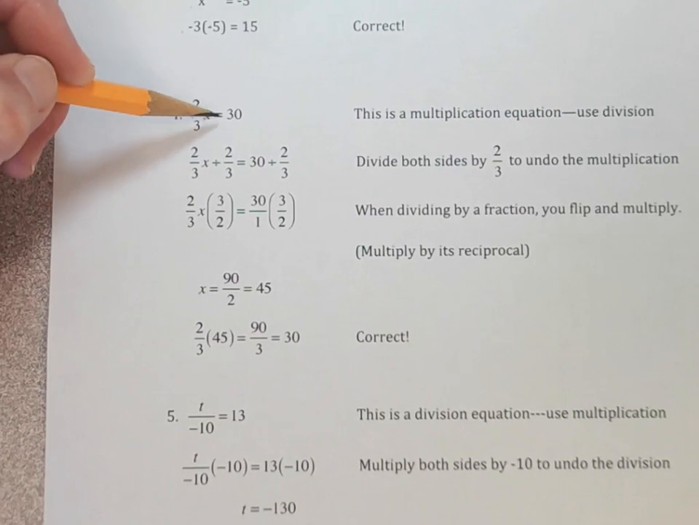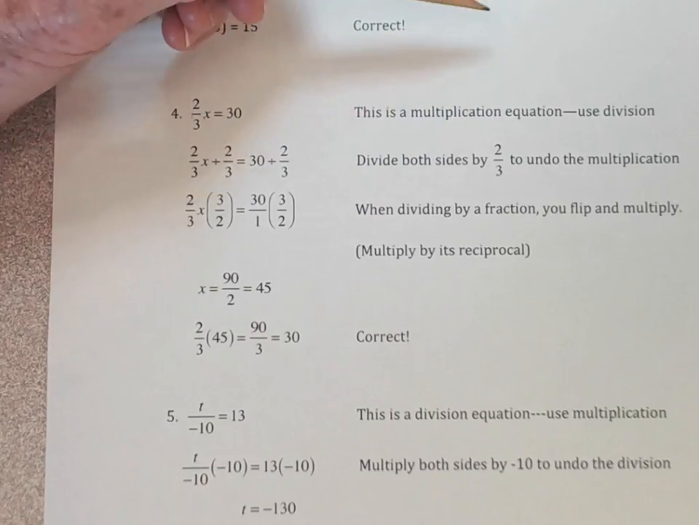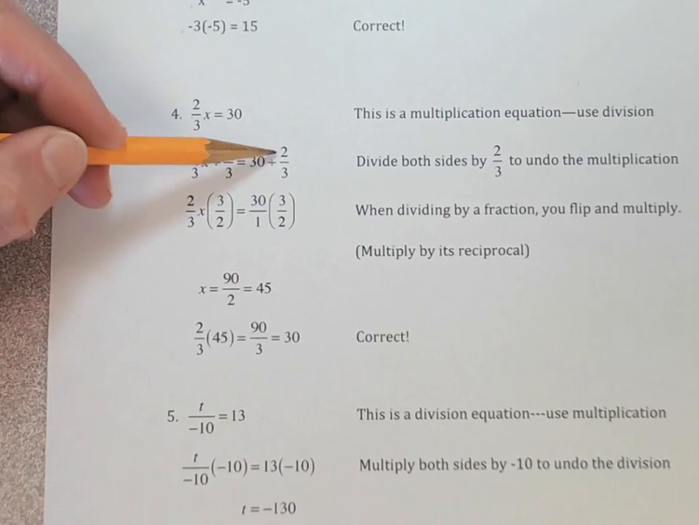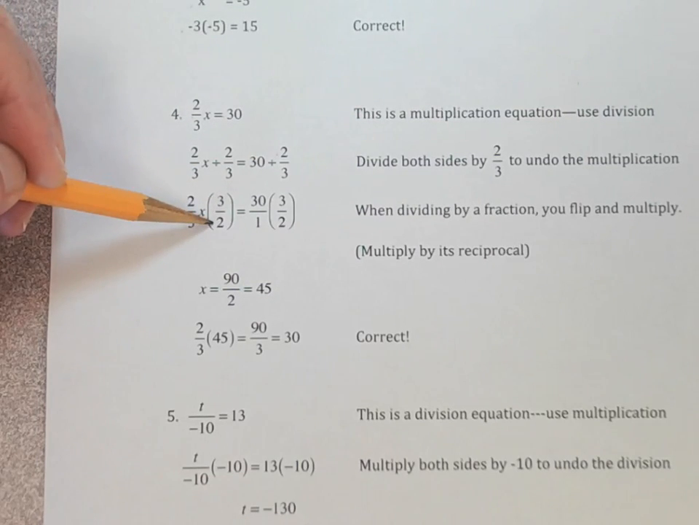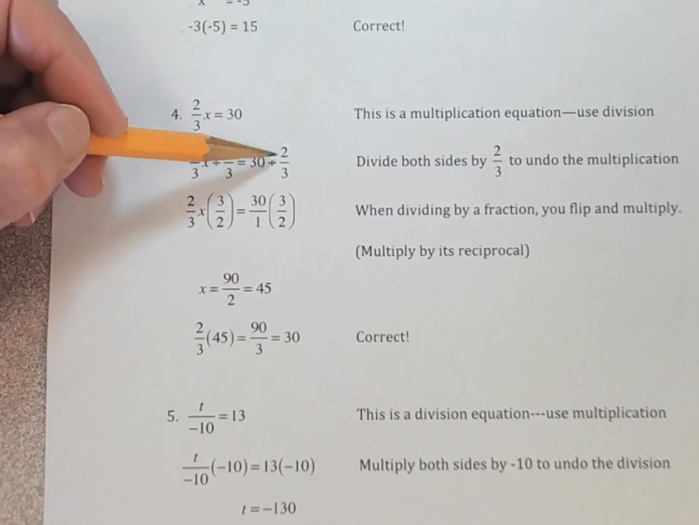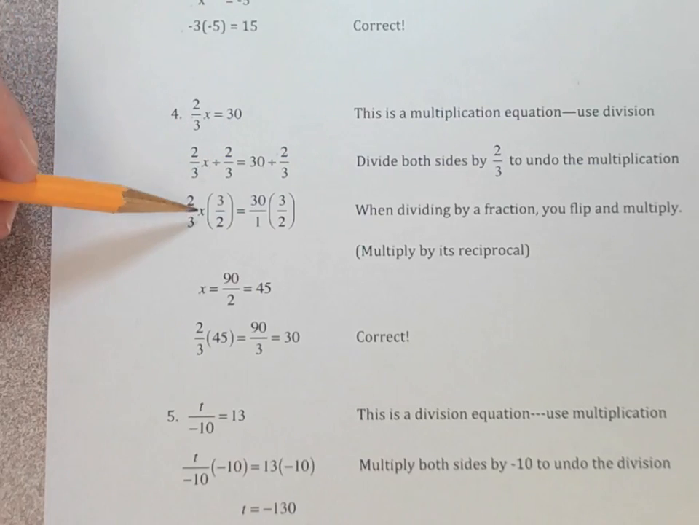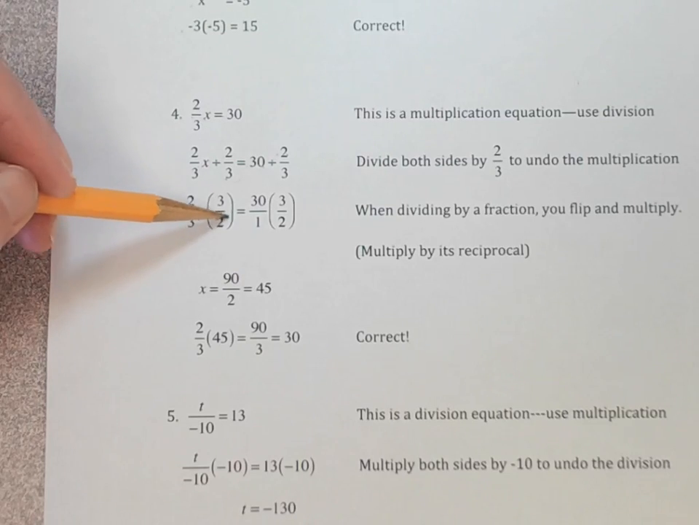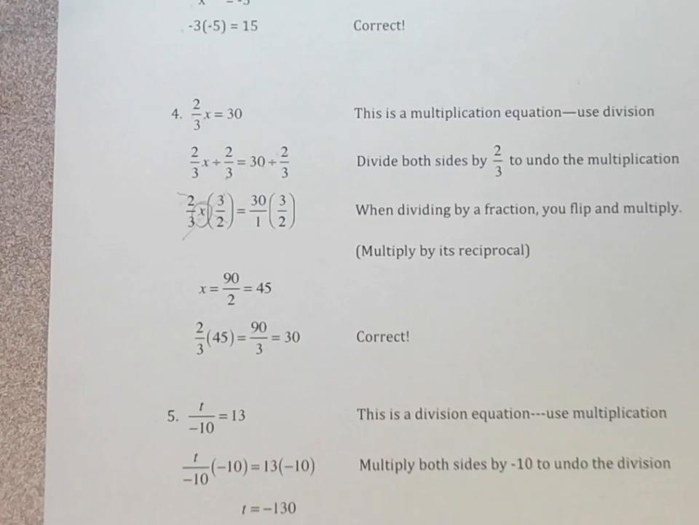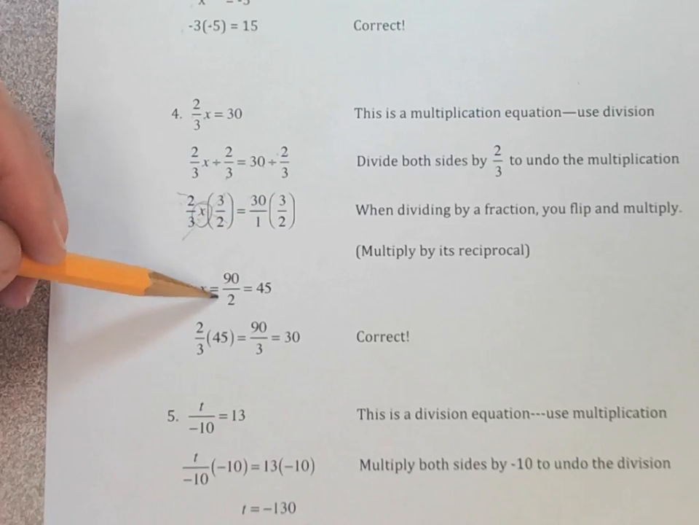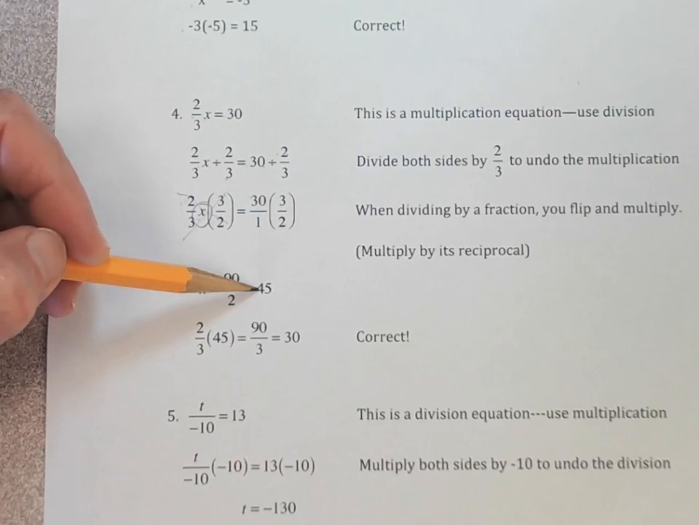2/3 times x equals 30. This is multiplication. We're going to use division. When we divide by a fraction, we know we have to multiply times its reciprocal. So 2/3 x divided by 2/3 equals 30 divided by 2/3. So 2/3 x times 3/2. You can see these are going to cancel out, and we're just going to end up with our x in the middle there, right? 30 times 3/2 is going to give me 90 over 2, which equals 45.